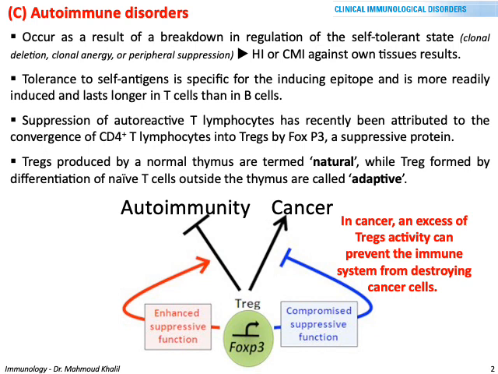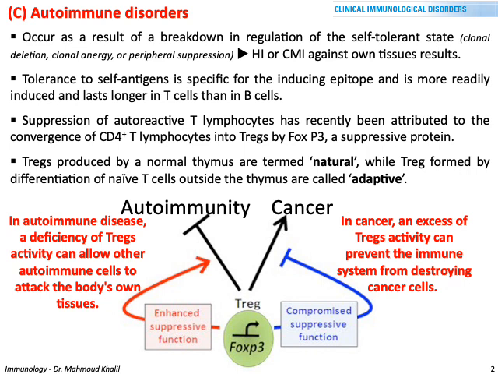So once we enhance this suppressive function of the Tregs, this will promote more inhibition of autoimmunity, because in autoimmune disease, a deficiency in Treg activity can allow other autoimmune cells to attack the body's own tissues.